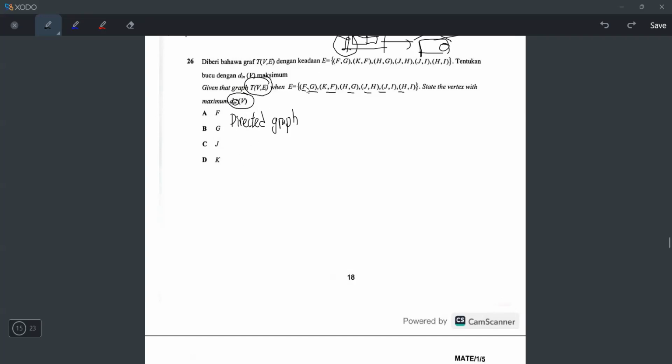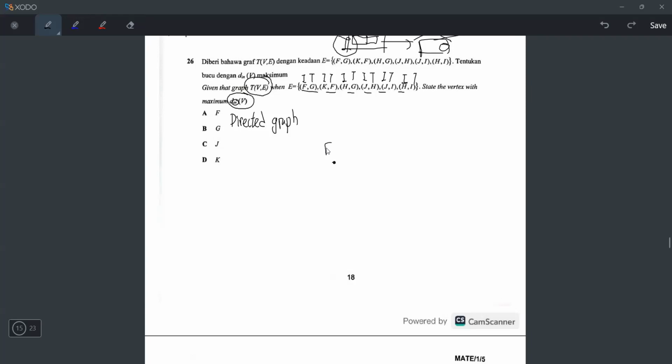It means got arrows. So if I say the edge is F to G, what I mean by that is the edge must go from F to G. It has an arrow going from F pointing towards G. So this is the initial vertex, this is the terminal vertex. Initial means the starting, terminal means the ending. Okay, so F to G.